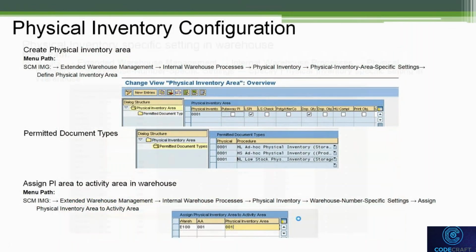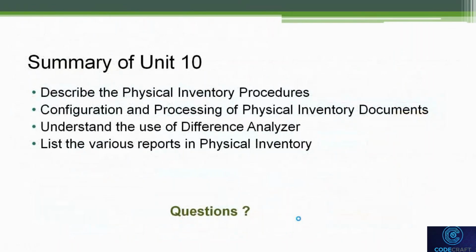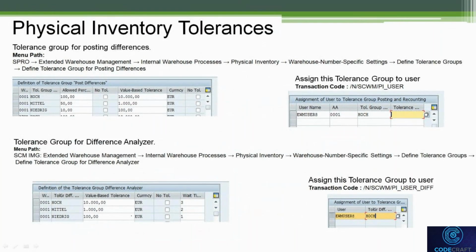Then I would like to explain another point before going into configuration, the tolerance bit. So there are three tolerances in the physical inventory process. One, the tolerance is assigned for the difference analyzer posting that we just discussed. So users are assigned to tolerance levels. If the user is assigned to HOGH, these are in German, which means high, medium, low. If it has a high tolerance limit, you can post differences up to 10,000 euros. If it has low, then you can post up to 100 euros.